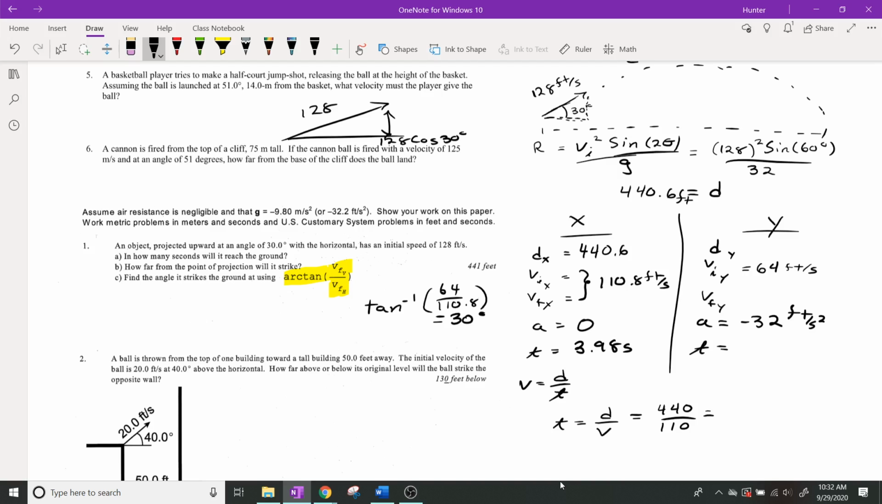So that gives us our part A, our part B, and our part C. How long did it take to reach the ground? 3.98 seconds. How far will it be? Using the range formula, it was 440.6. And then the angle was 30 degrees.